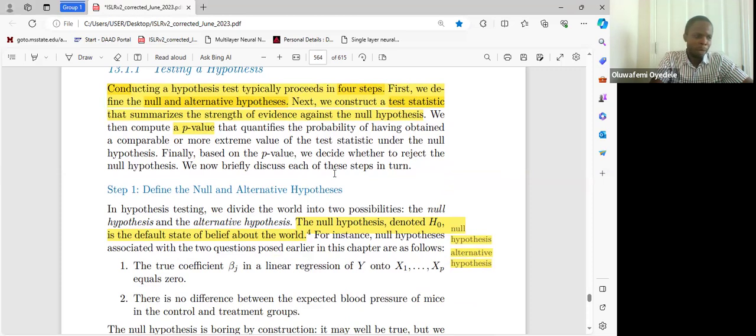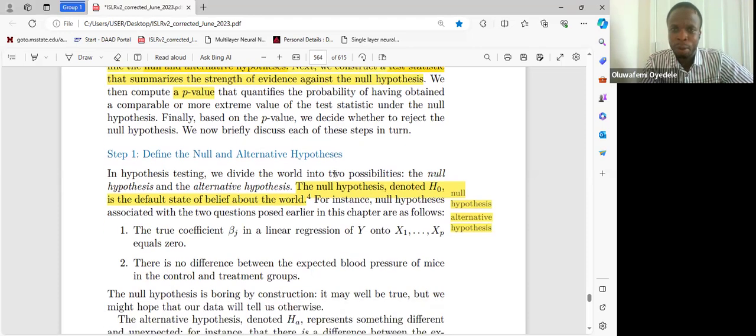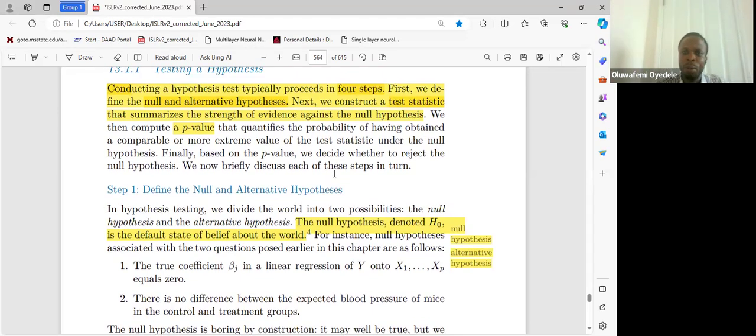Let's take for instance, since I am into agricultural research, that we are testing different rates of N fertilizer on different varieties of corn. The null hypothesis would be that the different rates of fertilizer we are applying will give us the same response from the test crop. So, that is the default state of the world.